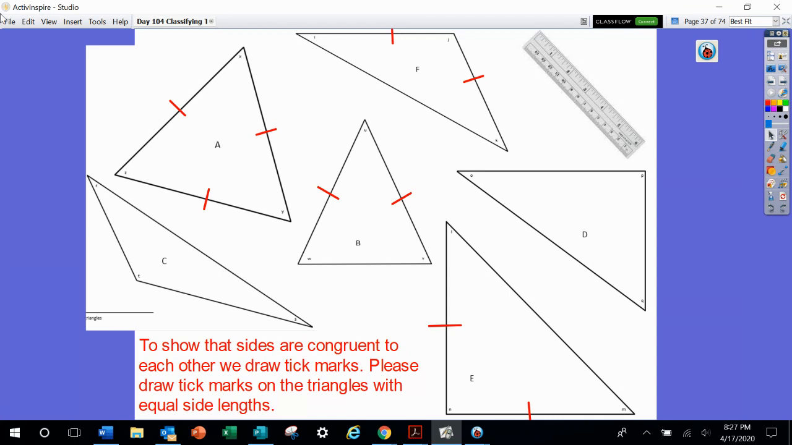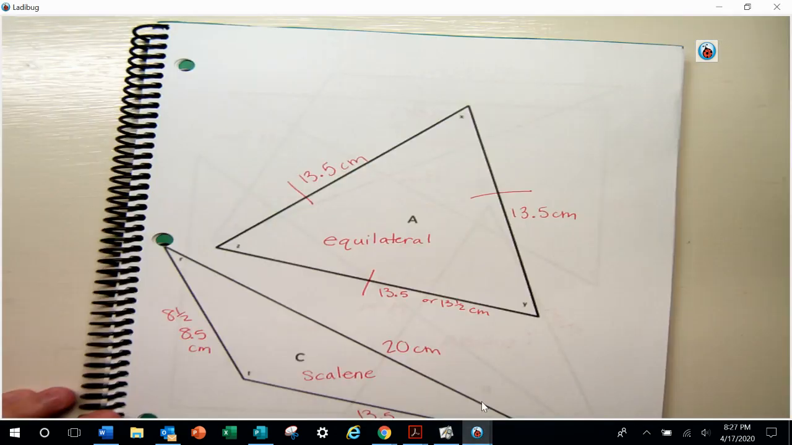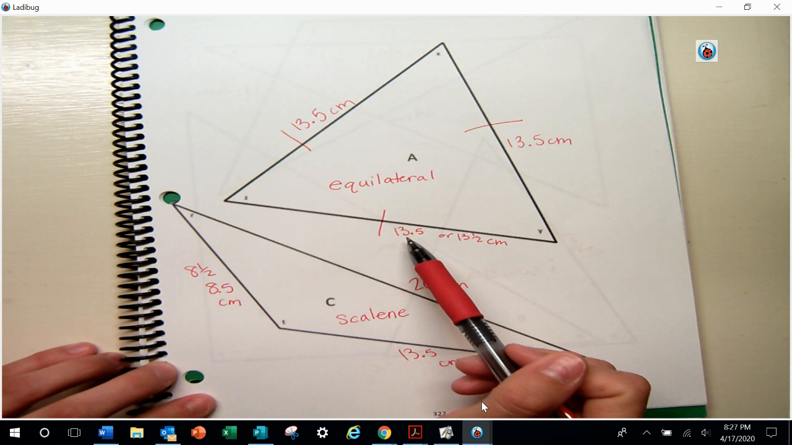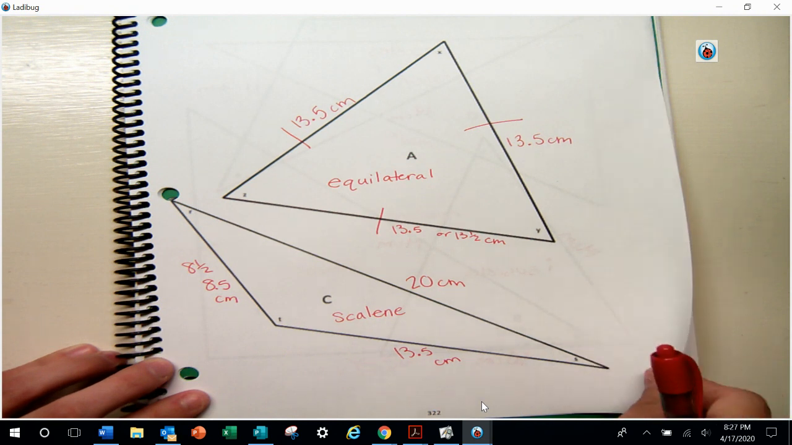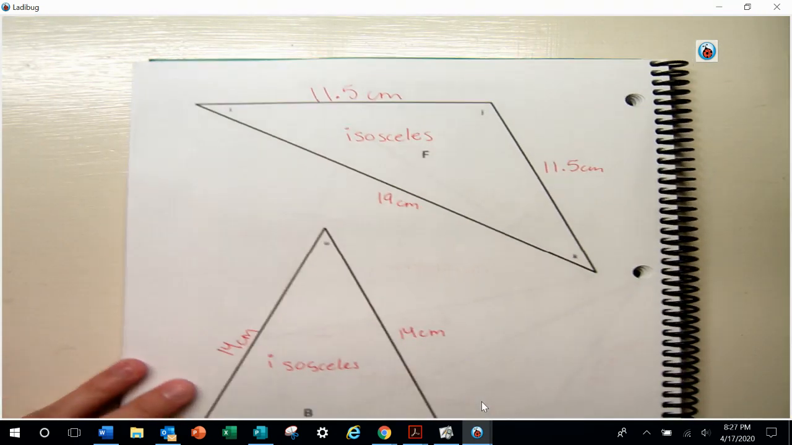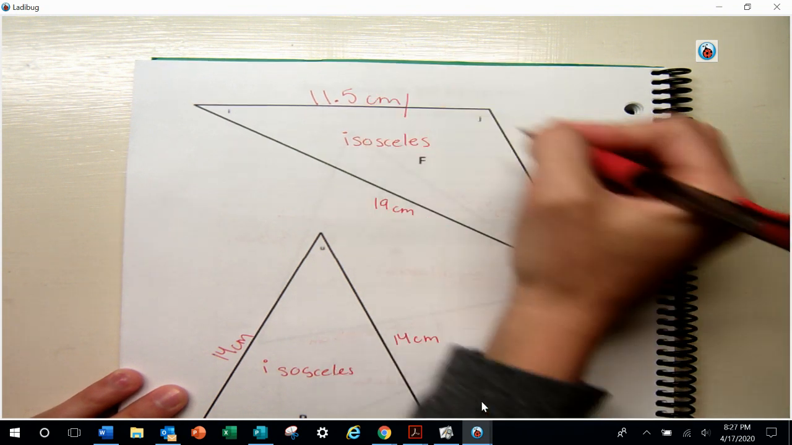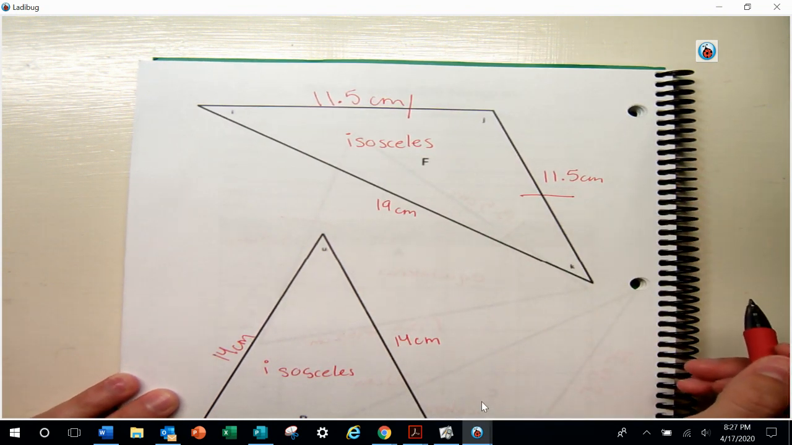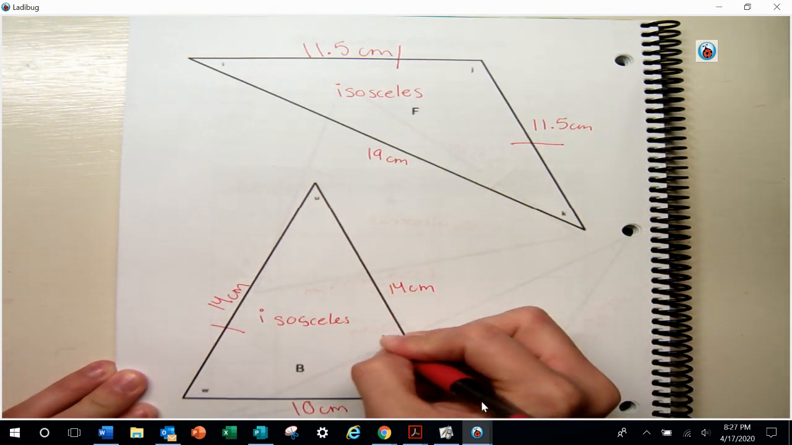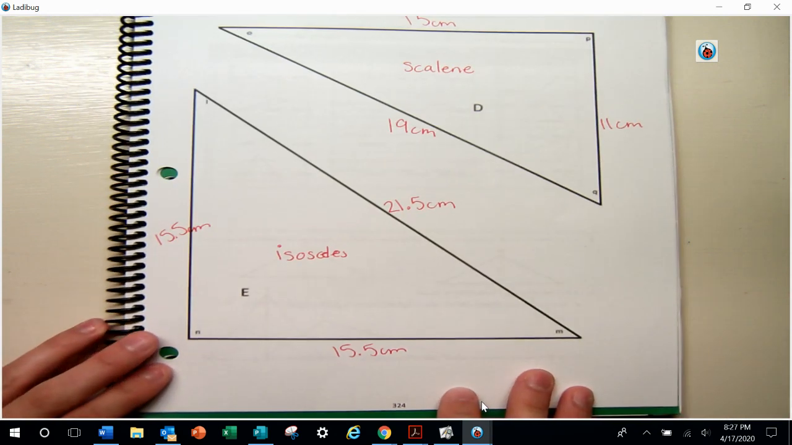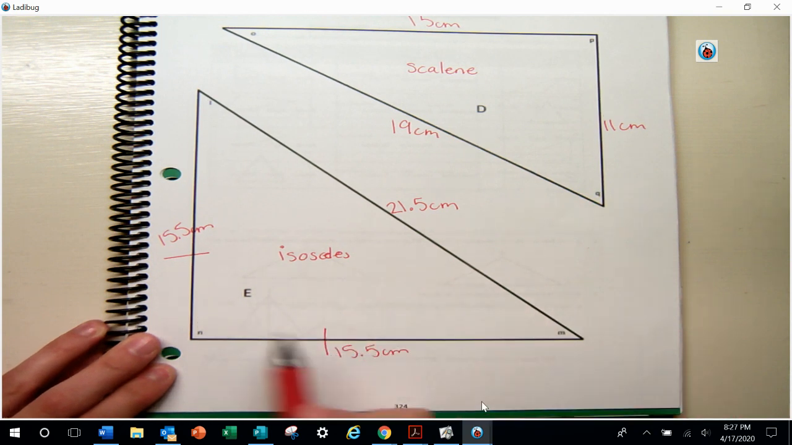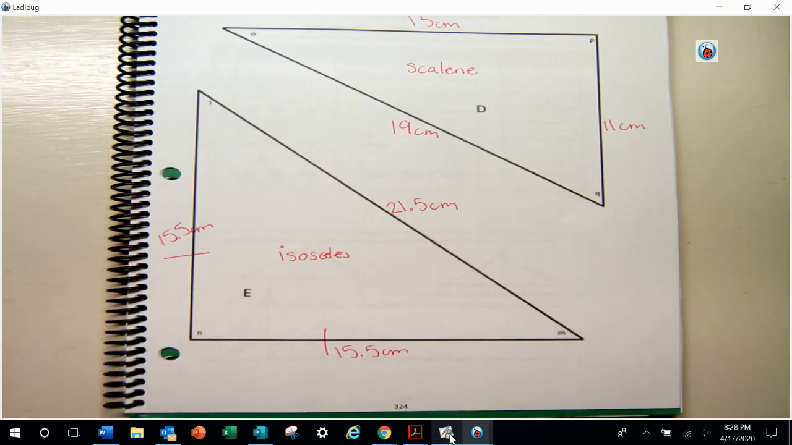Because, oops, you're not seeing what I'm doing. Okay, so we're drawing a tick mark here, here, and here because all those side lengths are equal. On this triangle, we're not going to draw any tick marks because none of the sides are congruent. On triangle F, we're going to draw a tick mark here and here because those 2 sides are congruent. Triangle B, a tick mark here and here because those 2 sides are congruent. Triangle D, we had no congruent sides, so we're not drawing any tick marks. And triangle E, we're going to draw one here and here to show that those 2 are indeed congruent.